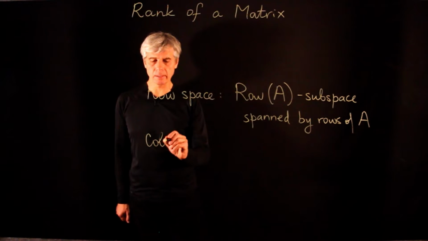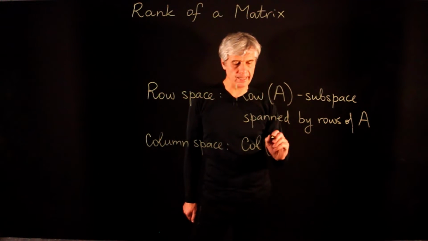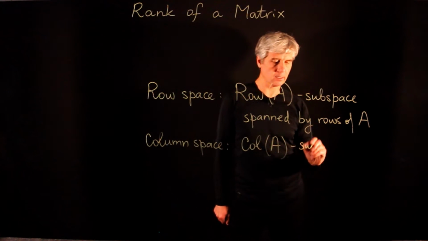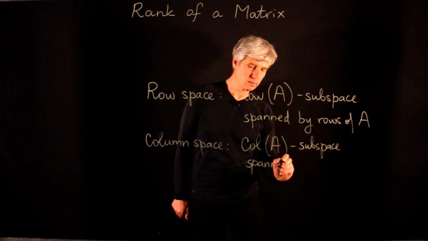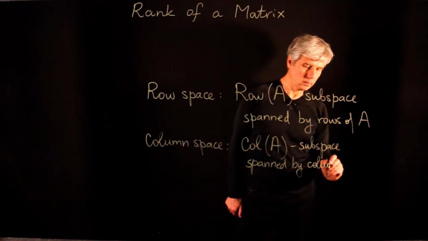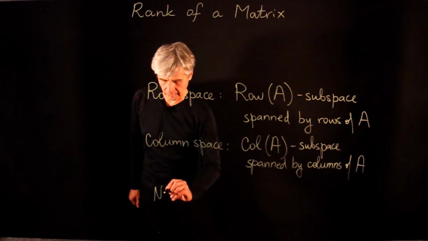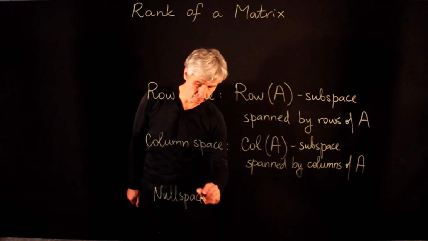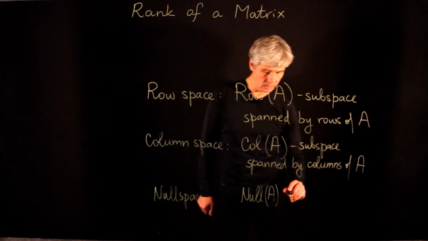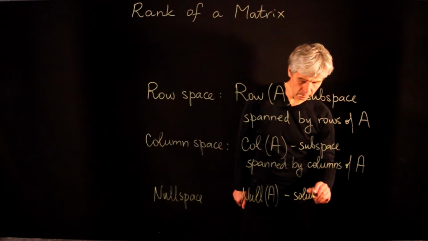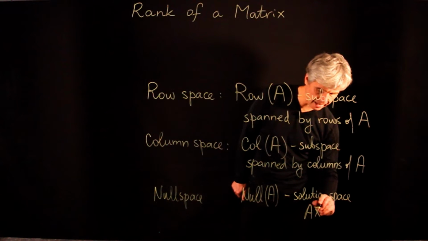Then we have column space, which we will denote col of A. So this is a subspace spanned by columns of A. And finally, we have null space, which we will denote null of A. So this is the solution space of a homogeneous system of linear equations AX is equal to 0.